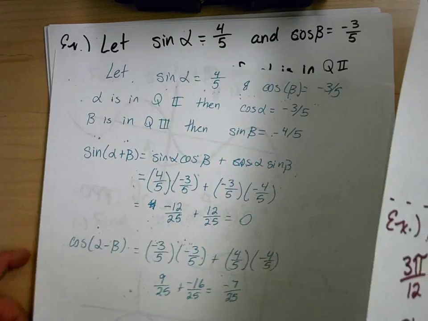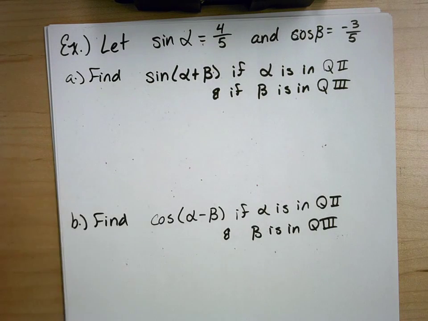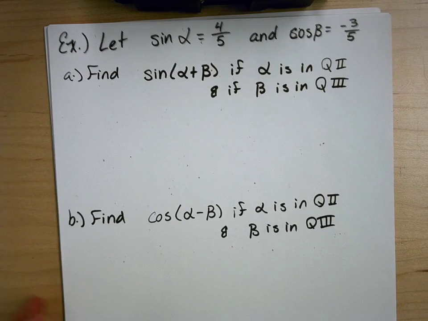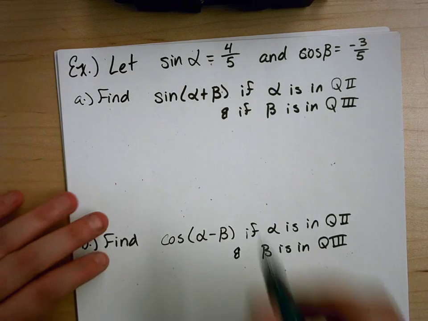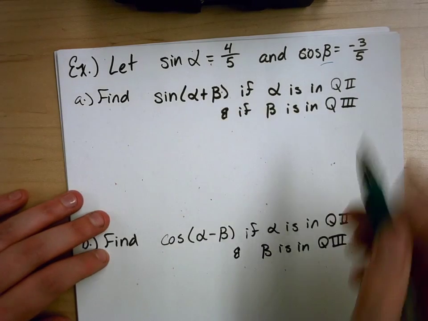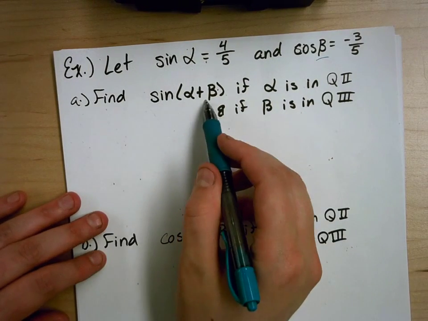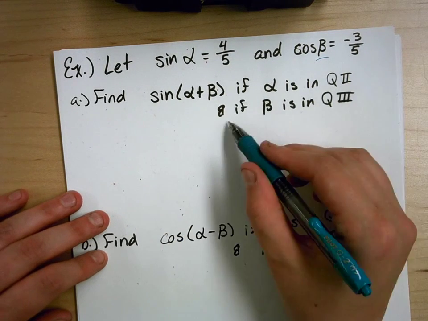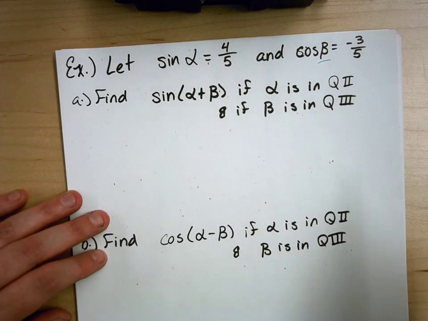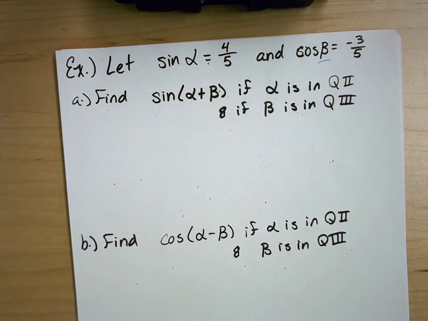Okay, let's look at another way that we can use these. Okay, so let's say that I'm given that sine of alpha equals 4 over 5 and cosine of beta equals negative 3 over 5. Okay, so these are two different angles. And I'm asked to find sine of alpha plus beta if alpha is in quadrant 2 and if beta is in quadrant 3. So it looks like we're going to be using some trig identities.